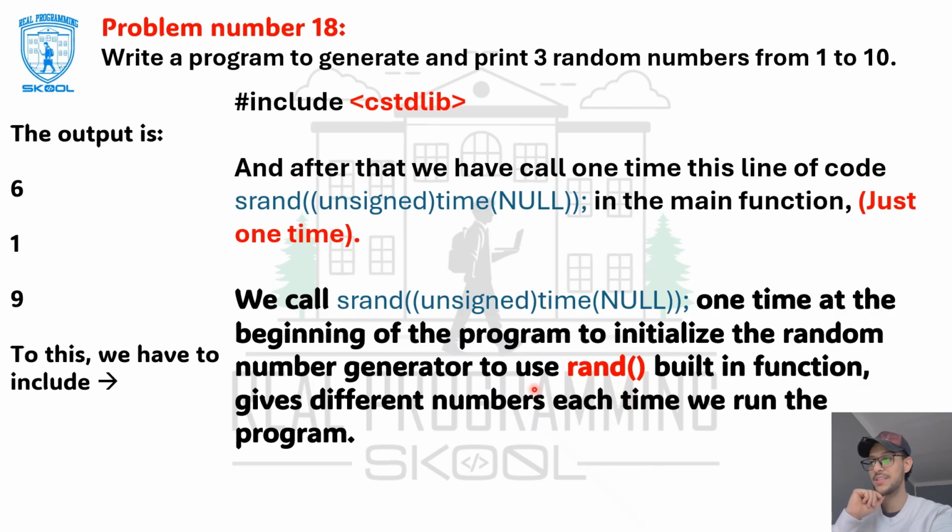Okay, so to let the rand built-in function give different numbers each time we run the program, we first have to turn on the generator of this function. How will we turn on the generator of the rand built-in function? By using this line of code, srand(unsigned(time(NULL))). To let the rand built-in function work, we first have to put this one line of code in the main function just one time.